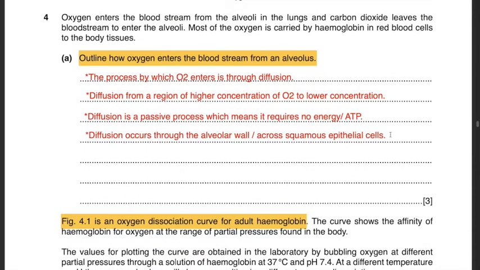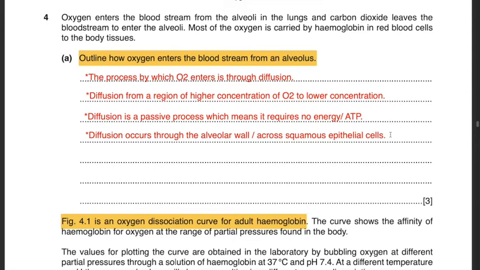Question 4. Oxygen enters the bloodstream from the alveoli in the lungs and carbon dioxide leaves the bloodstream to enter the alveoli. Most of the oxygen is carried by hemoglobin in red blood cells to the body tissues. Part A. Outline how oxygen enters the bloodstream from an alveolus. The process by which oxygen enters is through diffusion, as you all know.